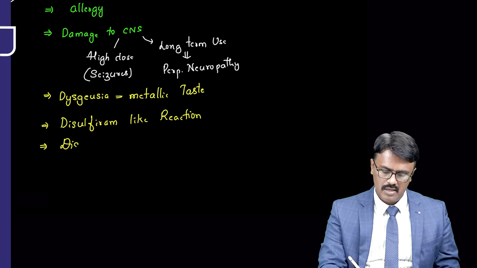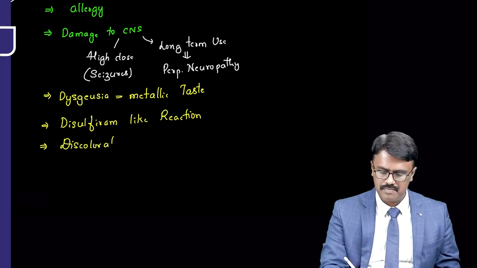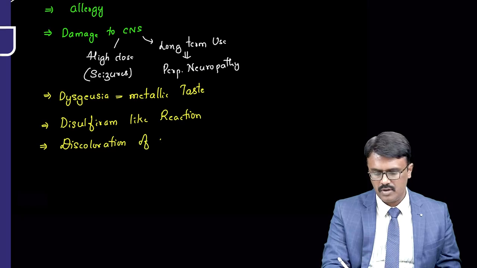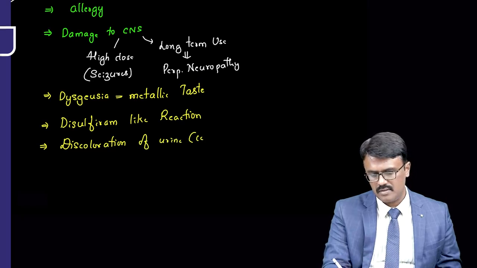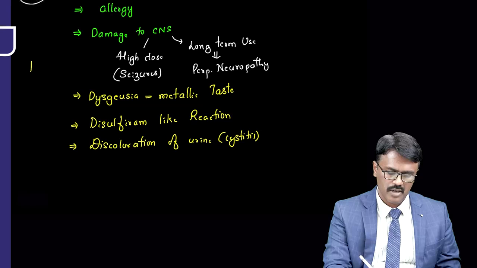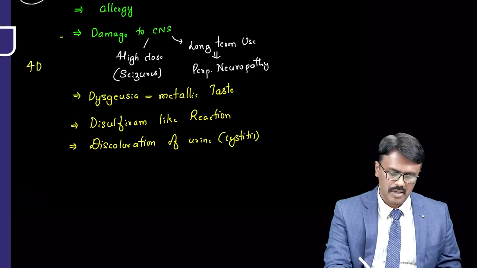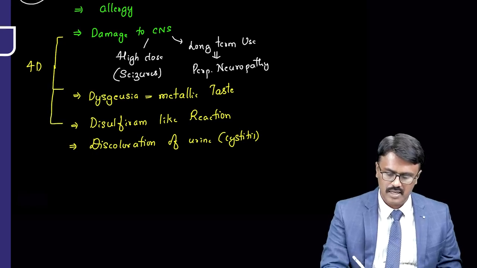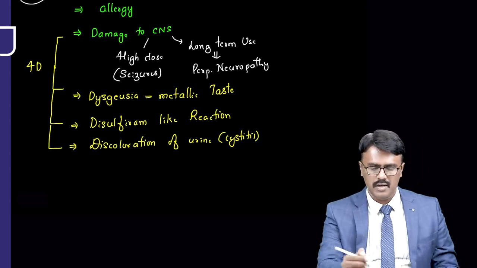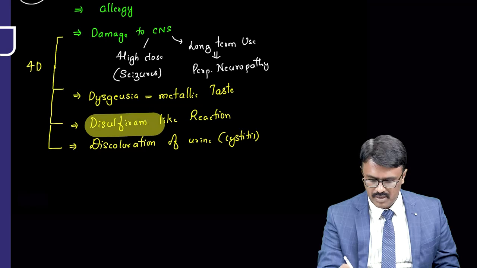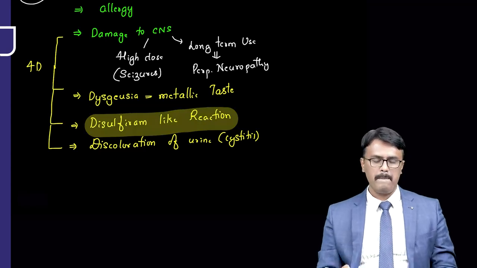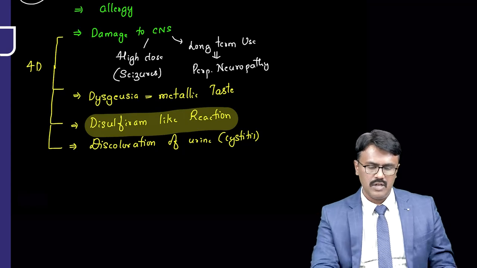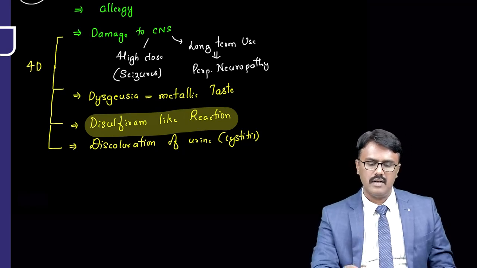It can also cause discoloration of urine. The reason for that is cystitis. And remember the 4D adverse effects of metronidazole: damage to CNS, dysgeusia, then disulfiram-like reaction, and discoloration of urine. But in all this, the disulfiram reaction is a must-know thing. So that is about the nitroimidazoles.